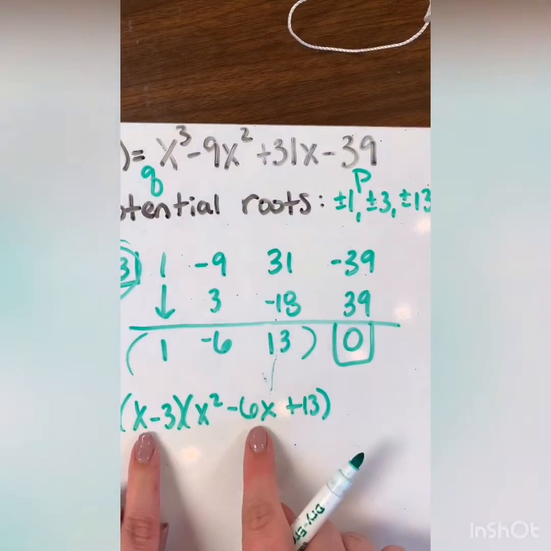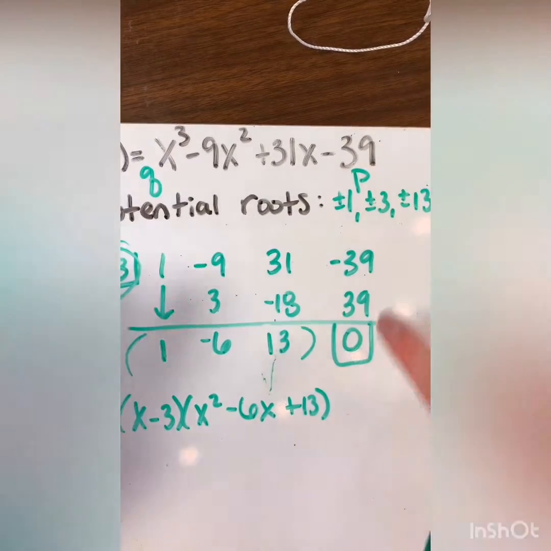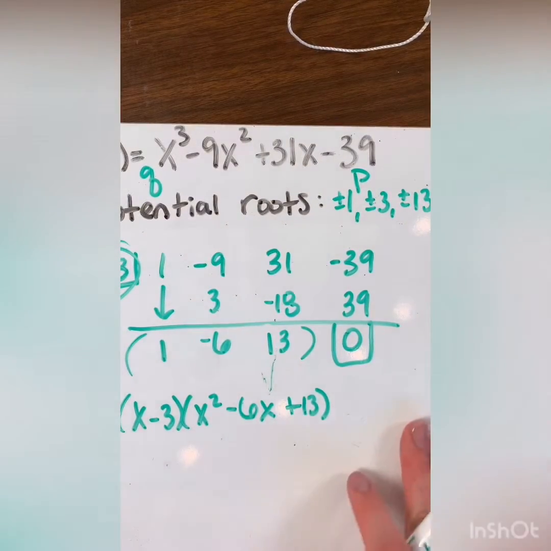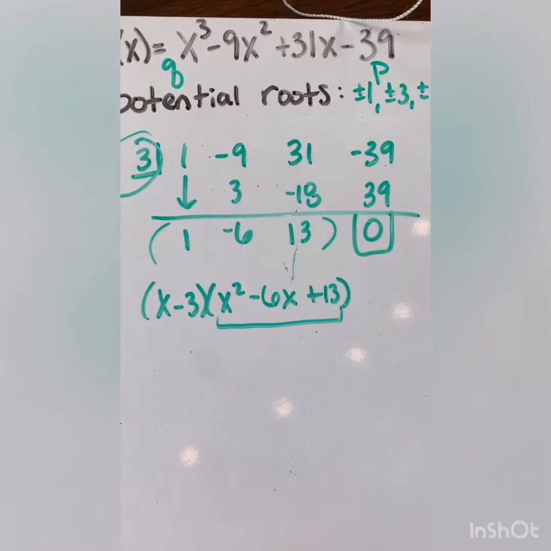What that means is that if I were to multiply these together, it would give me back p of x that I had originally. So this is the same equation, but written in factored form. To find the rest of the zeros, I would need to split this apart or solve it by any techniques that I've learned in algebra.